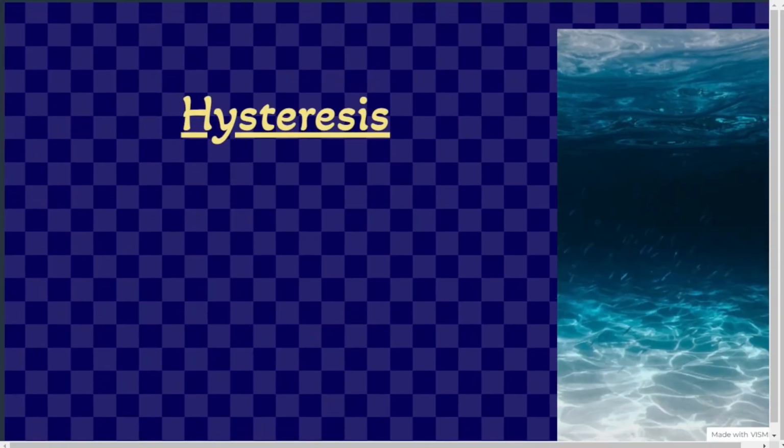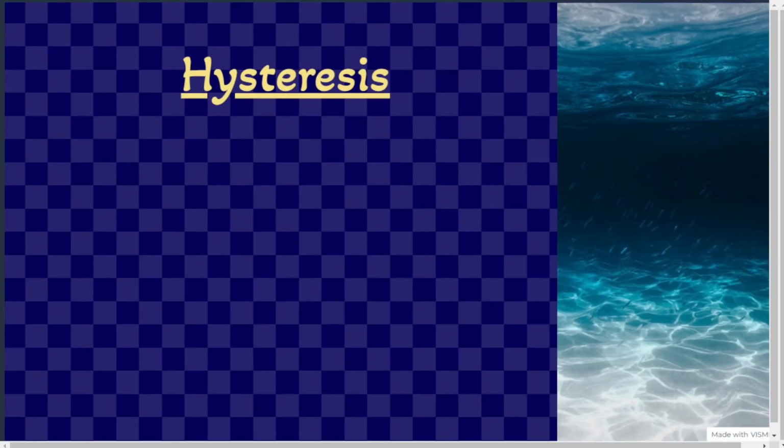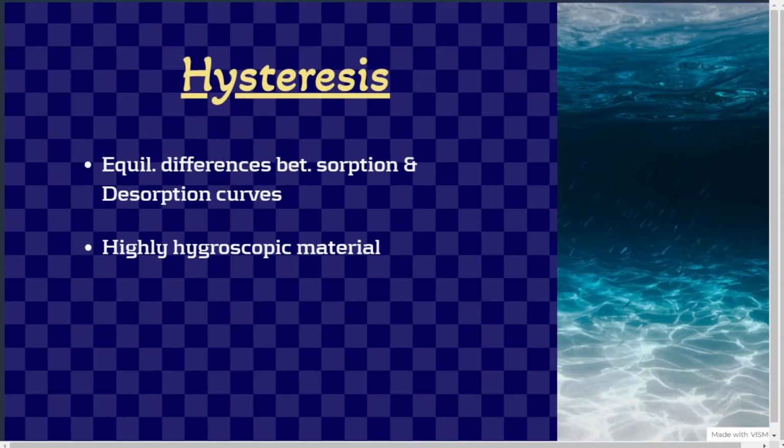Just remember that. Coming to hysteresis. What actually is hysteresis? It is basically the equilibrium difference between absorption and desorption curves. When you plot the absorption and desorption curves, you find a place where they both meet. That is called the hysteresis point.